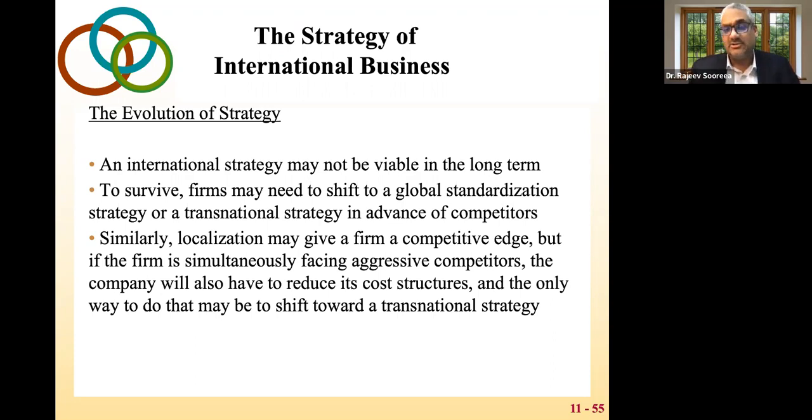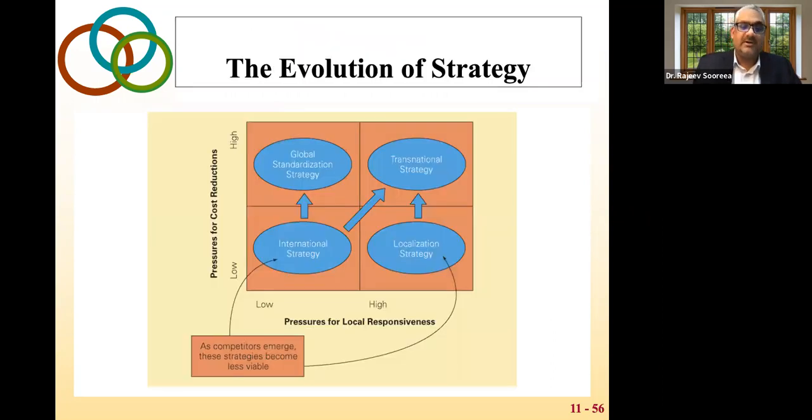Similarly, a localization strategy may work for some time, but when there is aggressive competition, it may not be sustainable. Then firms move towards a transnational strategy, right? So as competitors emerge, the international strategy and localization strategy don't really work. From international, you have to move to a GSS or a transnational. If you're localization, you have to move to a transnational, right? So as you see, firms tend to move north or in the northeast direction. That's the evolution of strategy.